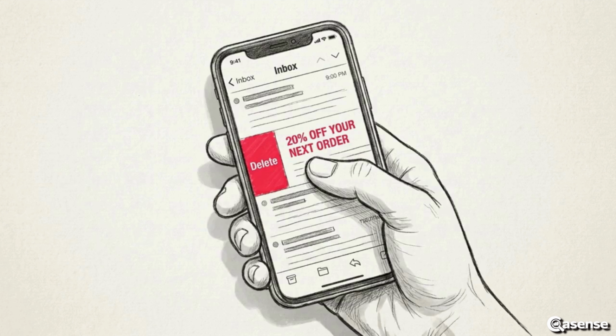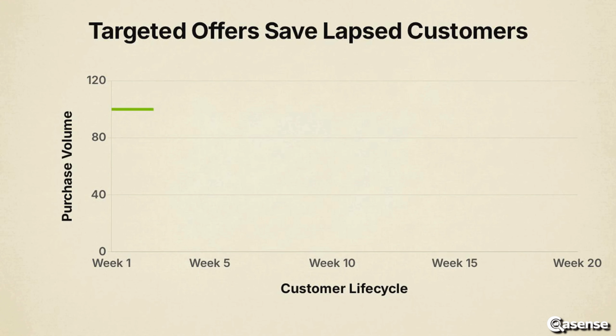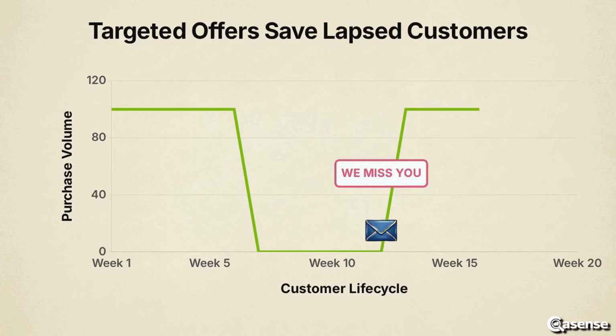At the same time, a generic email completely misses the people who actually need an incentive. A customer who used to buy every week but hasn't ordered in 2 months needs a specific, compelling reason to come back, not the exact same blast the daily regulars get.